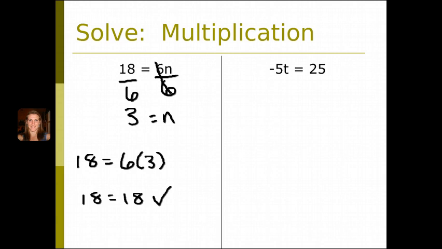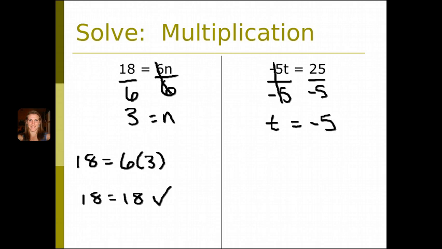On the second example, we have negative 5t equals 25. To get t all by itself, we need to divide both sides by negative 5. Our negative 5's cancel out, and we're left with t equals, and 25 divided by negative 5 is negative 5.